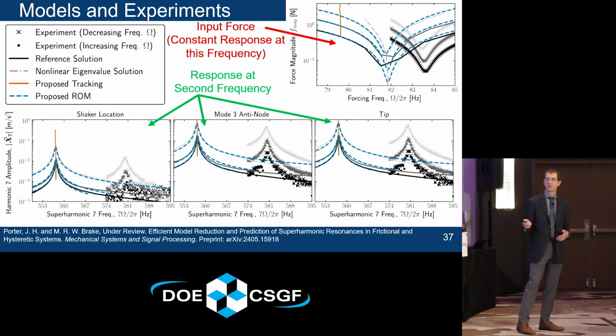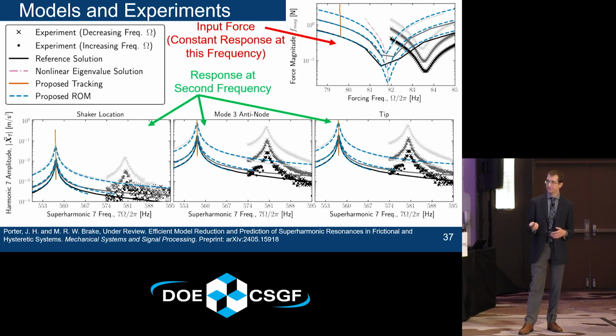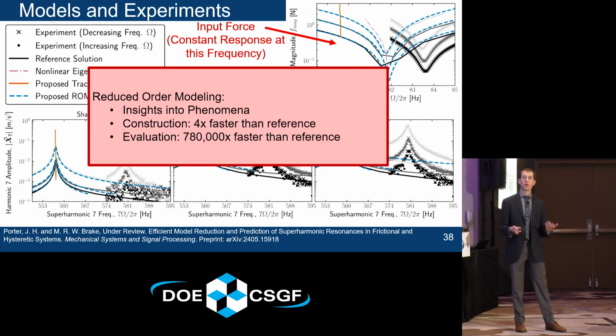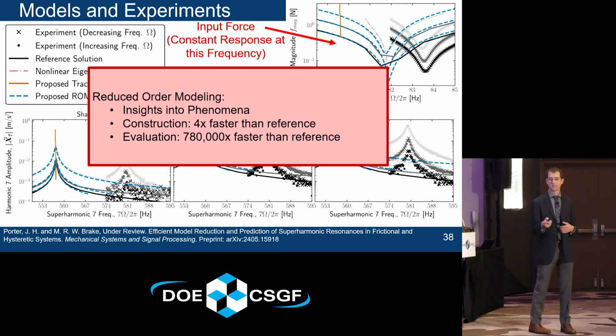And then I also have this response at 7 times the forcing frequency that I want to capture. So using my tracking approach, again, I can do a reduced order model that's doing a good job of matching these reference solutions. And qualitatively, these are very similar to the experimental results, again, with some experimental error, but that's to be expected. So overall, this reduced order model provides insights into the phenomena of interest, what is causing these responses at a multiple of the forcing frequency.